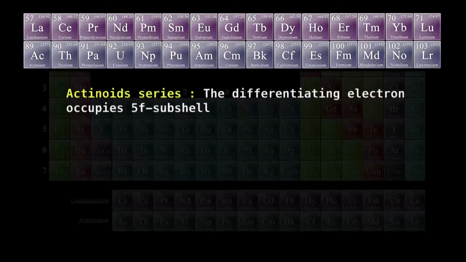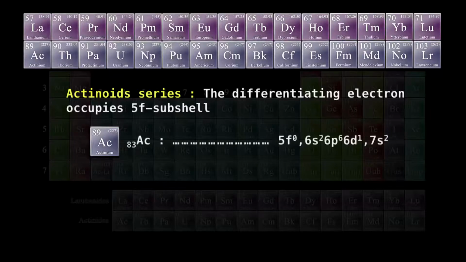And another series in the f block is the actinoid series. The differentiating electron occupies the 5f subshell here. If I take the electronic configuration of actinium, the atomic number is 89. The configuration of the outermost shells is 5f0, 6s2, 6p6, 6d1, 7s2.